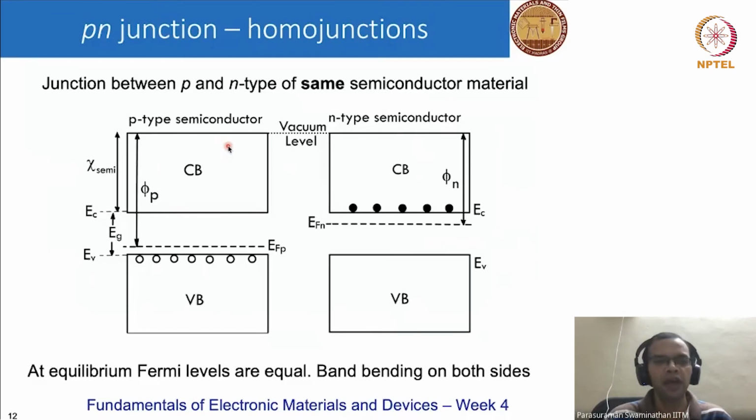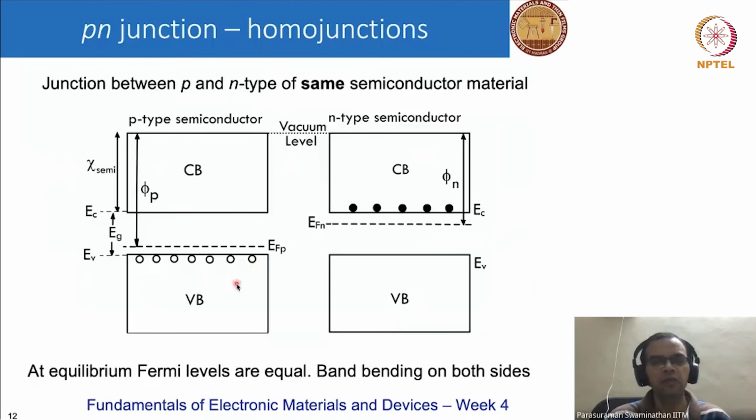We will now look at a junction which is formed between two semiconductors. So one of the semiconductors is p-type, the other is n-type, but they are both based on the same semiconductor material, which means the underlying semiconductor is the same. Only one of them is p-type, the other is n-type. Such junctions are called homojunctions. So for example, we can have silicon where I form a junction between p-type silicon and n-type silicon.